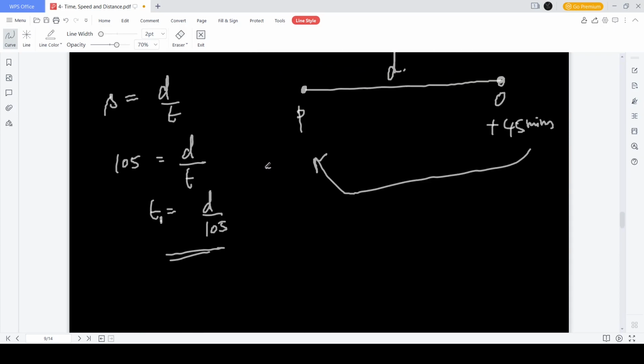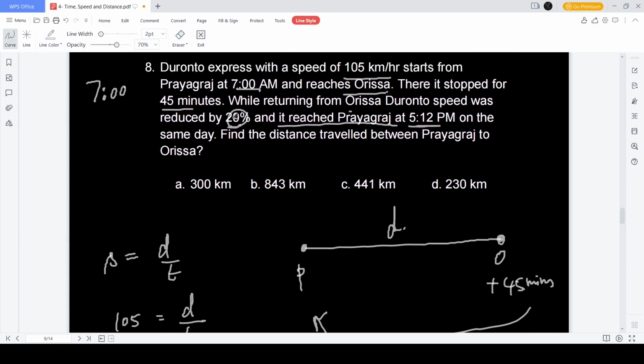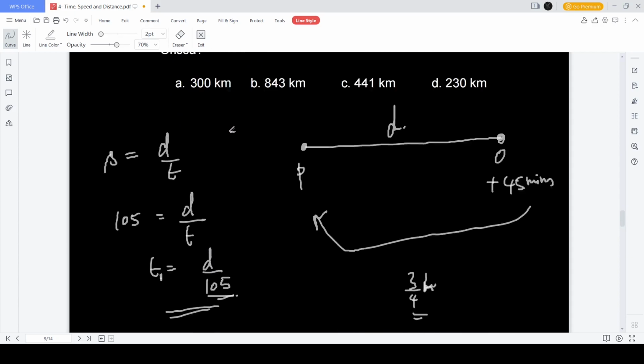This is 105, sorry. After it reaches Orissa, it takes a 45-minute break. Okay, you add 45 minutes. That is nothing but 3/4 of an hour. So you add 3/4 of an hour. And then it travels back, so we calculate the time there also. Here it reduced the speed by 20%.